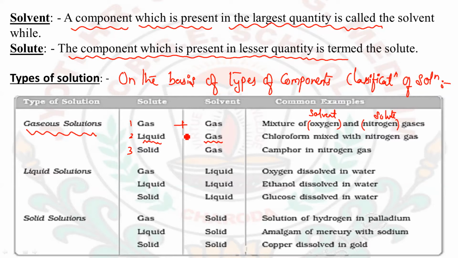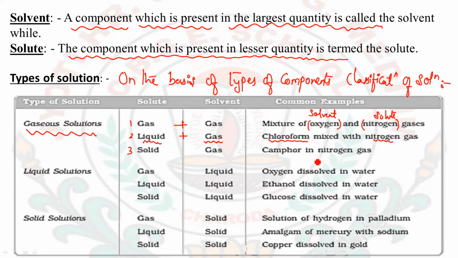Okay, it means when we are dissolving liquid in a gas, the amount of gas will be more here and the amount of liquid will be lower here. For example, when chloroform, which is a liquid, is mixed with nitrogen gas.